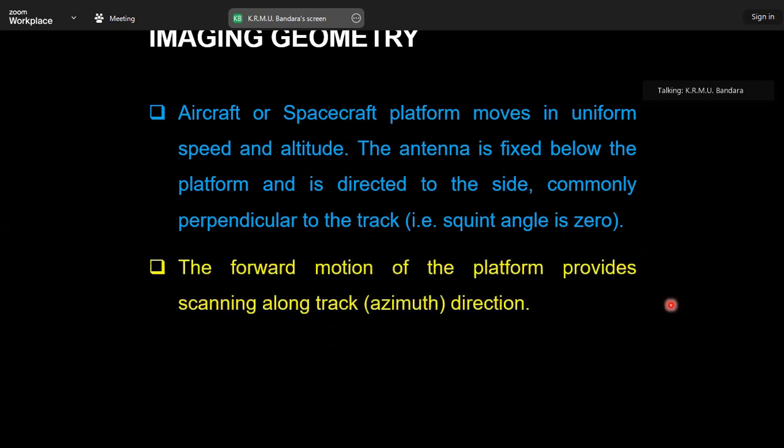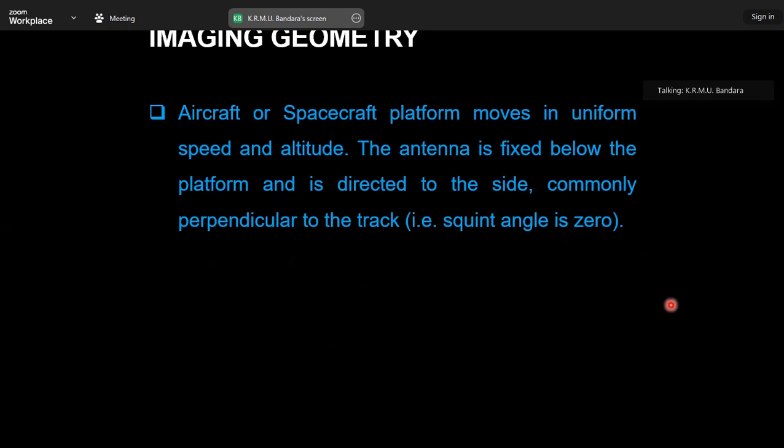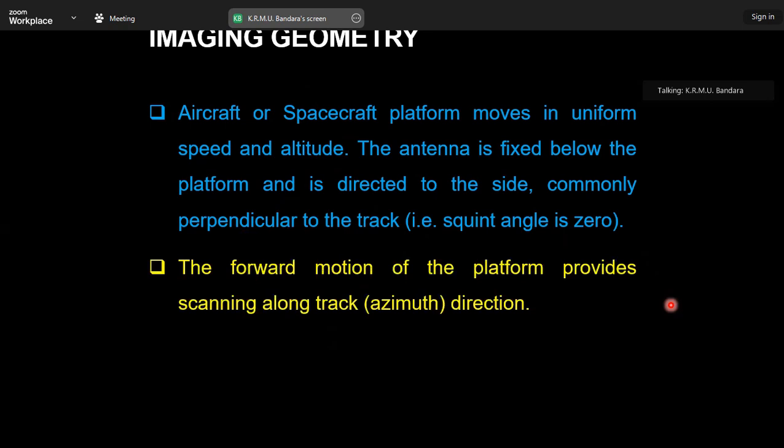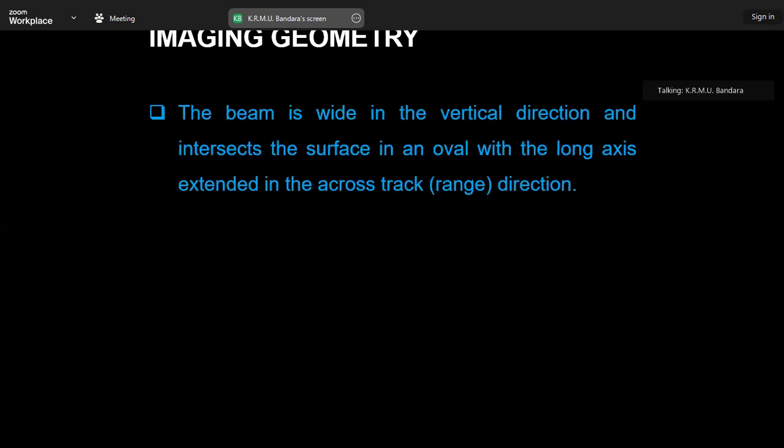Okay, the forward motion of the platform provides the scanning along track, azimuth direction, along track direction. The forward motion of the platform, the aircraft or the satellite, provides the scanning along track. The beam is wide in the vertical direction and intersects the surface in an oval with the long axis extended in the across-track direction.